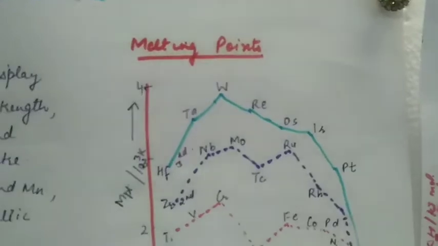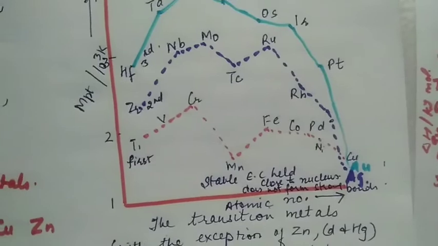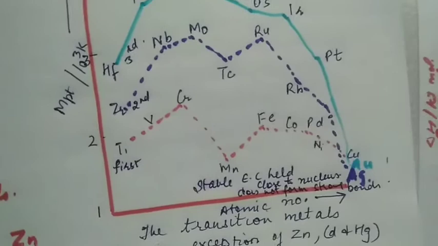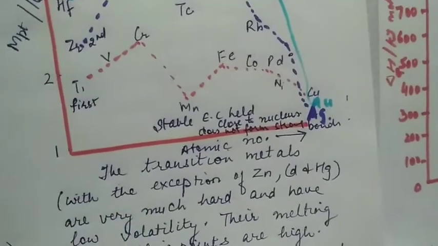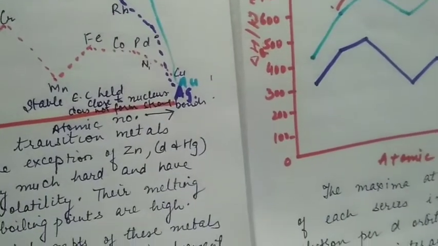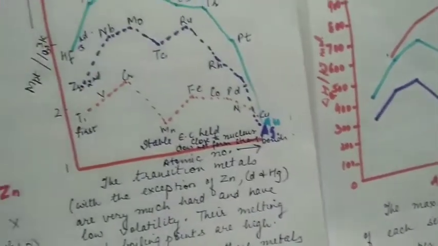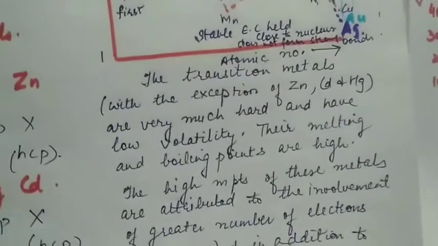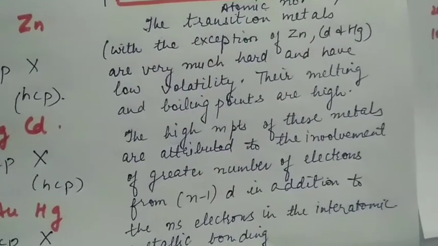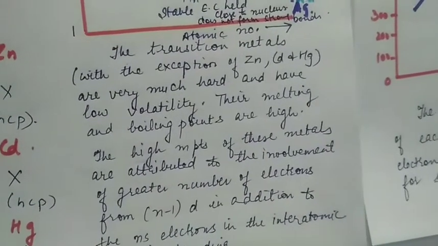The second property is melting point. So as you can see, the melting point increases for the first transition series from titanium to chromium. It's increasing, then it decreases for manganese, then again increases from iron, and then decreases towards the last, copper and zinc. The transition elements, metals, with the exception of zinc, cadmium and mercury, are very much hard and have low volatility, so their melting and boiling points are high.